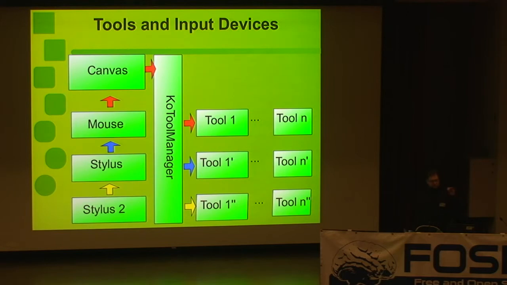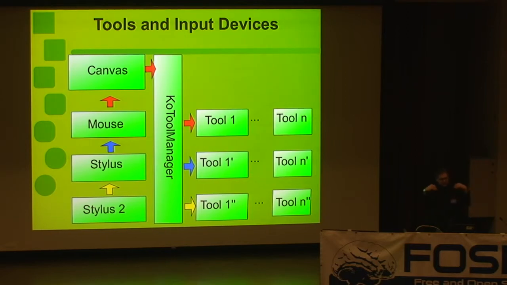Because these days, people have a mouse. We have to send mouse events. We have to send stylus events if you've got a graphics tablet. We also got creativity applications. And then if you've got a graphics tablet, you might as well have two input devices. You might have an art pen and a stylus. And we keep track of all those.